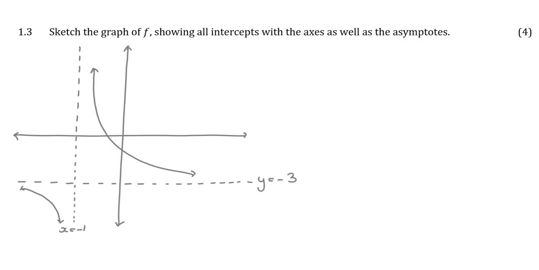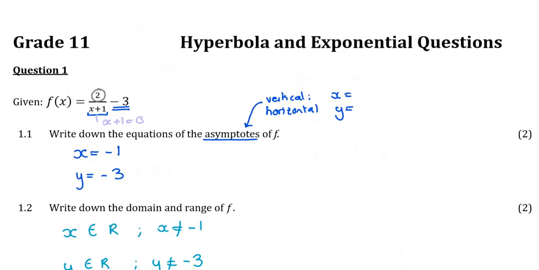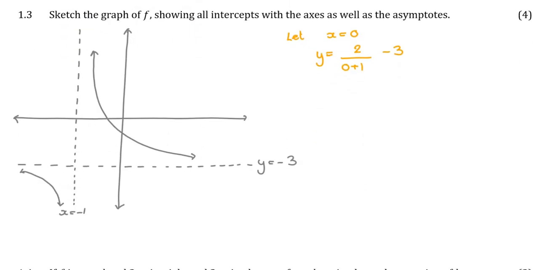So what are we going to do? We're going to find our y-intercept. So I'm going to say let x be 0. So y, or f of 0, would be equal to 2 over 0 plus 1 minus 3. I think that's the right formula. Yes, it is. So I would put that in my calculator, but this is -1. So that over there is -1.